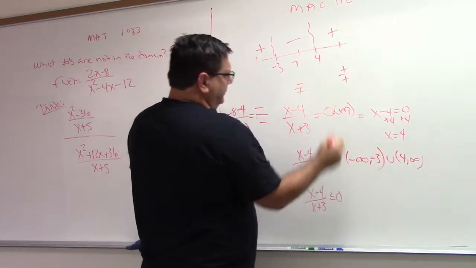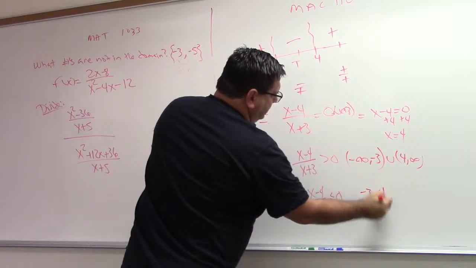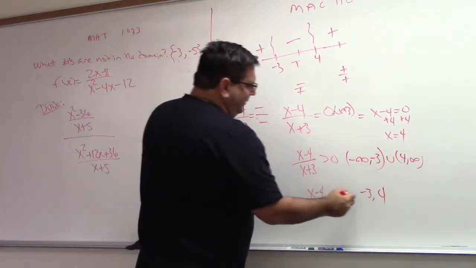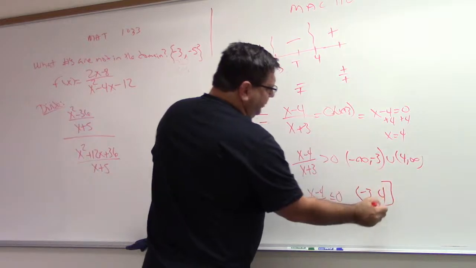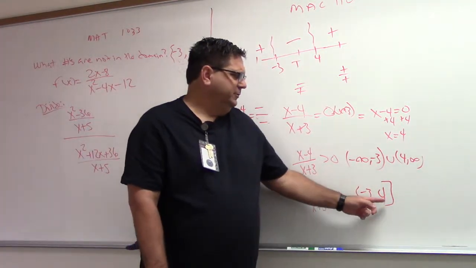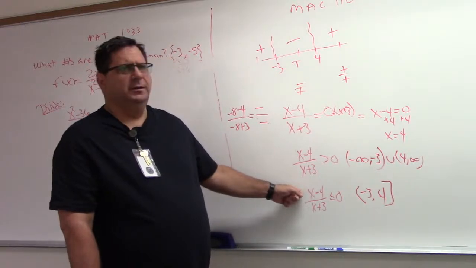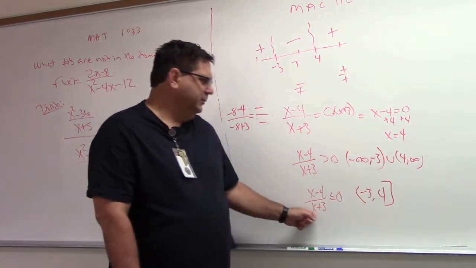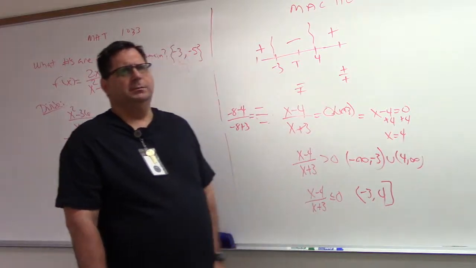-3 to 4, yes. Now, this is where it gets a little bit confusing, more so than it already is, because -3 is going to get a parenthesis, but 4 is going to get a bracket. I just know which one needs a bracket. Well, if it's on top, it's going to get a bracket because you can have 0 on top. If it's on bottom, it's going to get a parenthesis because you can't have 0 on bottom.